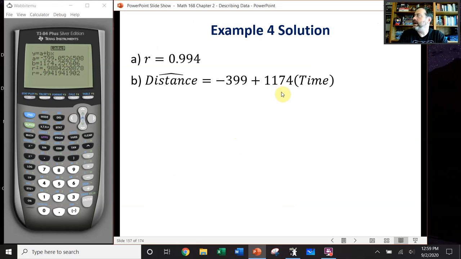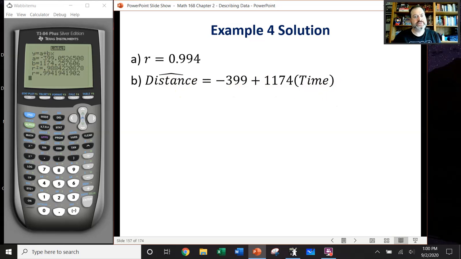So if you want to write y hat equals negative 399 plus 1174x, that's fine. If you want to write it with the names of the variables like this, that's also fine. I don't mind either way, if you write it using y hat and x or the names of the variables. So all we're doing is just plugging in negative 399 here and 1174 here to get this. The calculator says y equals a plus bx, but it's y hat and this is x.